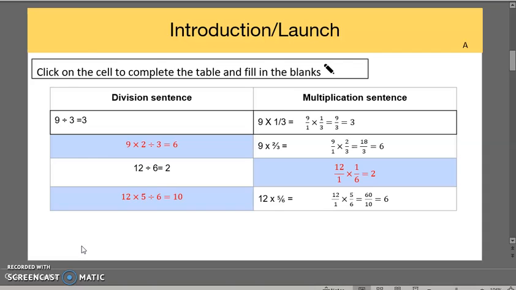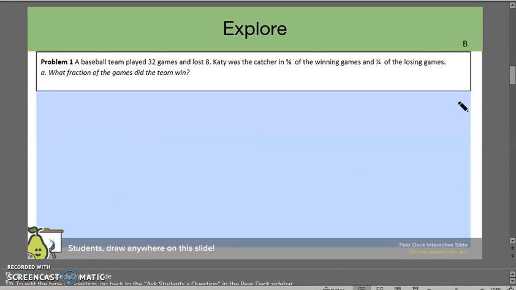Now we're going to get into looking at some story problems and working through those problems. In this problem, the question says, a baseball team played 32 games and lost 8. Katie was the catcher in 5/8 of the winning games and 1/4 of the losing games. What fraction of the games did the team win? So I encourage you to pause the video, try to work through the problem, and see what you get as your answer. We're going to provide step-by-step explanations on the next slide.